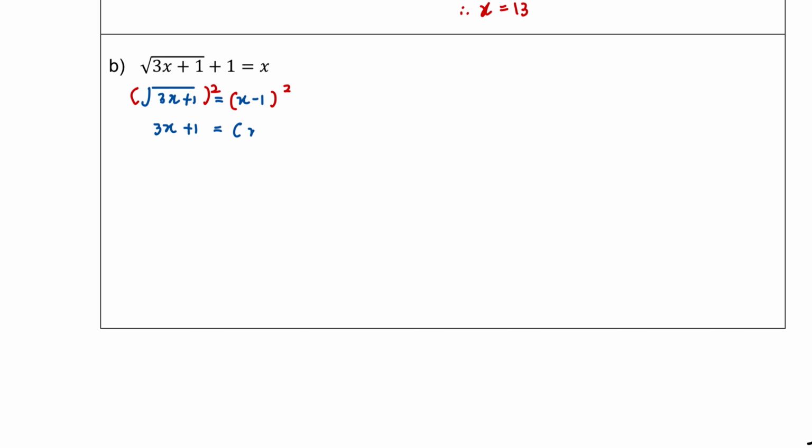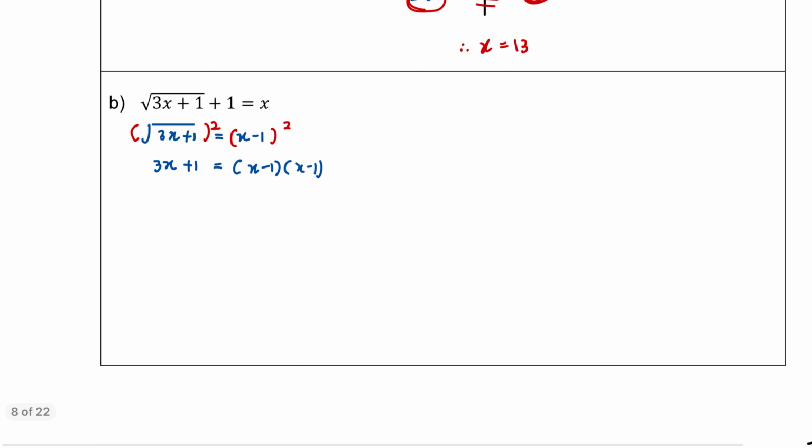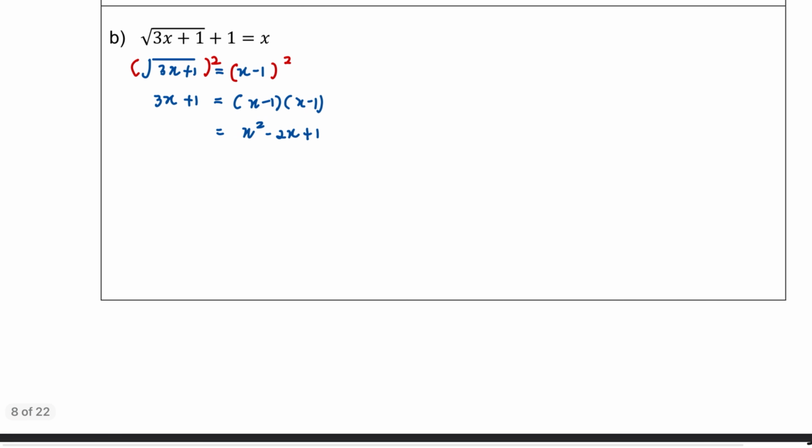So expand one by one, x minus 1 times x minus 1. So belah kanan, kita expand, kita dapat x square minus 2x plus 1. And then belah kiri, kita akan dapat 3x plus 1. Okay, alright, so then from here, what do we see? So kita nampak kita ada x square. So benda ni akan jadi quadratic.